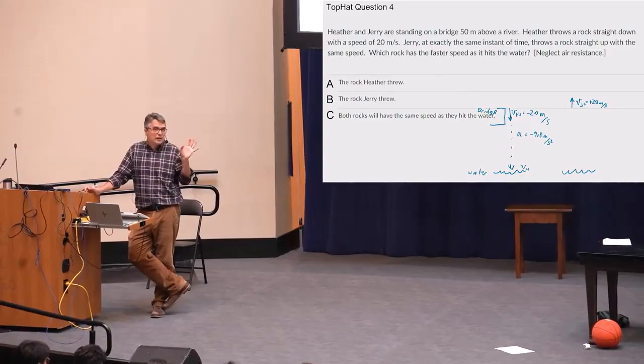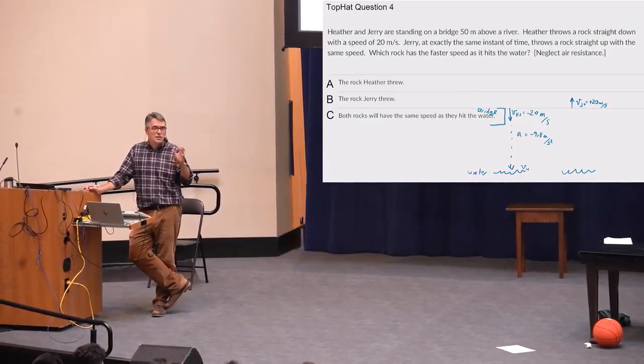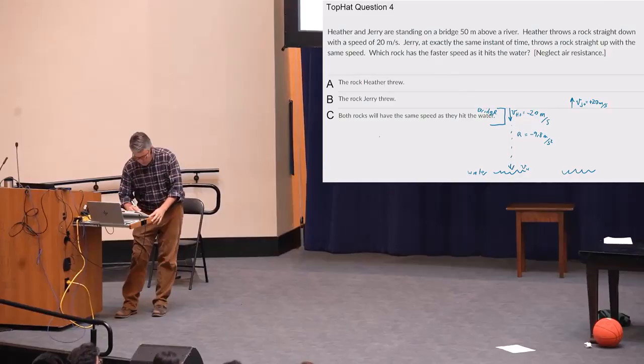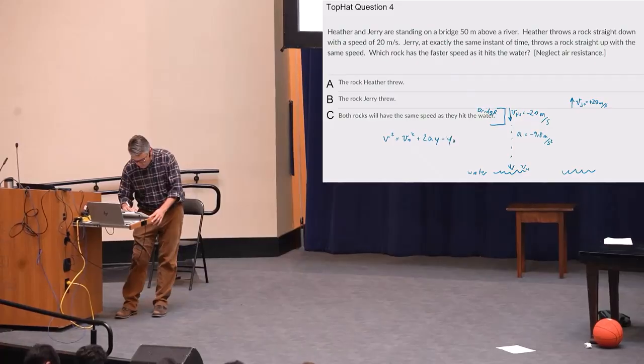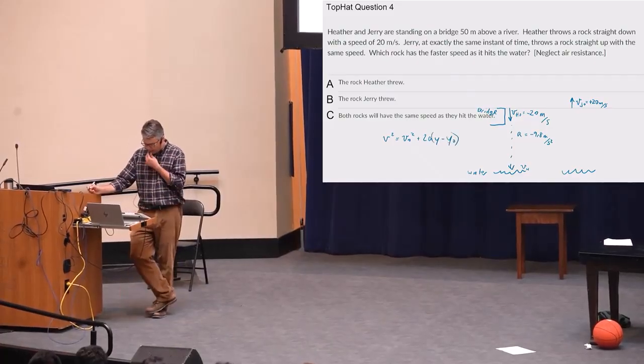I don't think anyone cares about the time it takes, so you could use, for example, one of those equations that's v squared, isn't it, v initial squared plus 2 times a times y minus y0, or something like that. Anyway, you could find that speed.